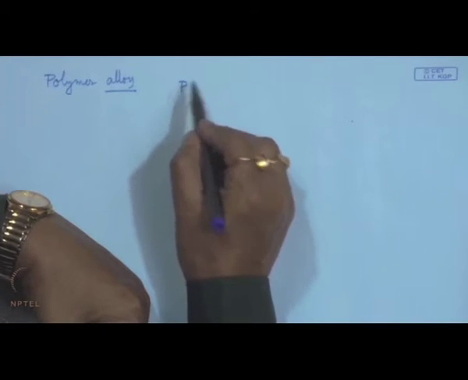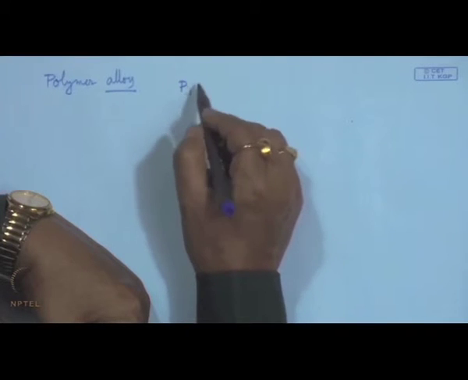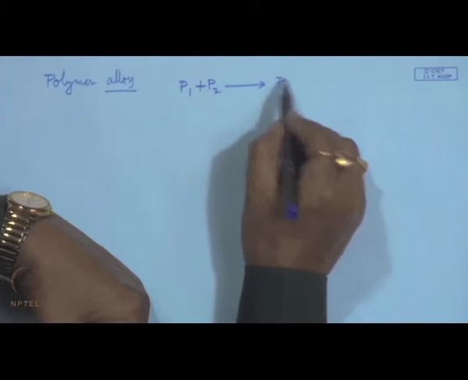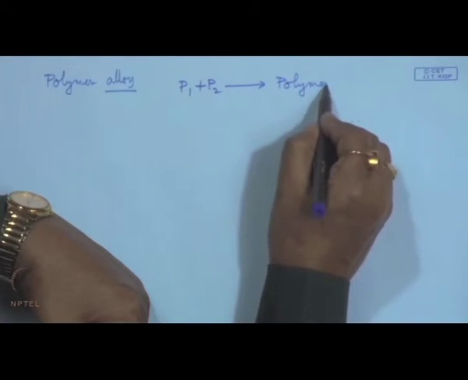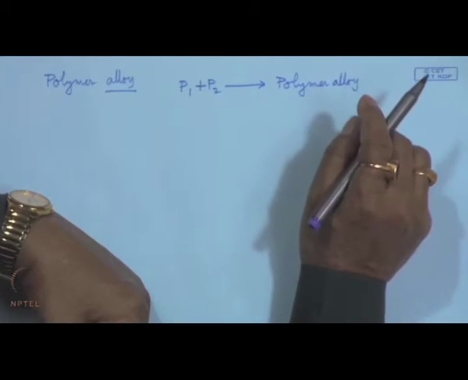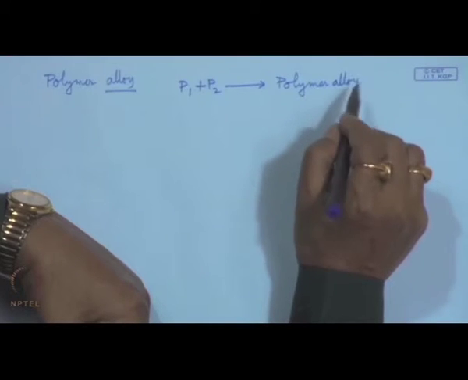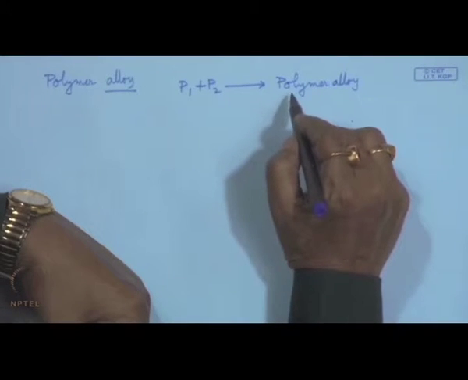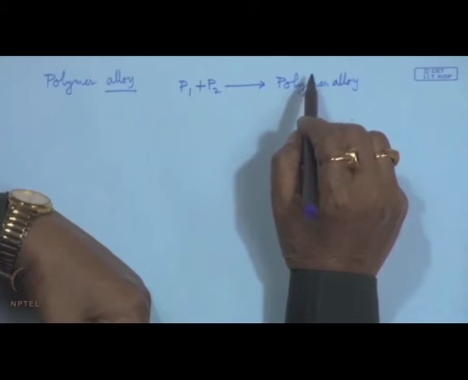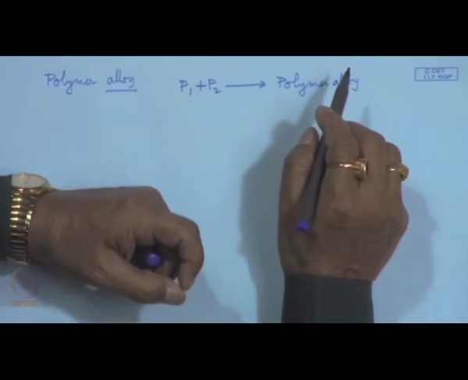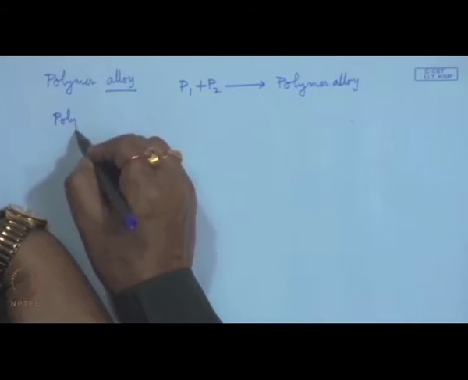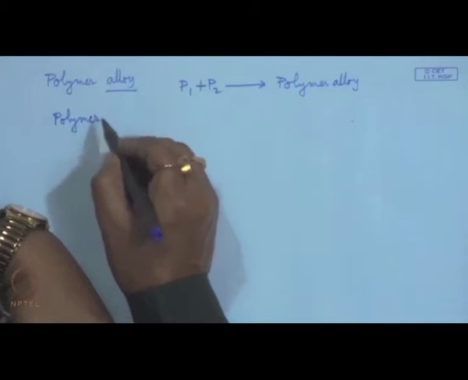Again, if we take this example of polymer P1 and polymer P2, this product will be a polymer alloy, provided they form a solid solution and there is molecular mixing and the chance of separation into phases does not occur at all. So, that is called polymer alloy. Then what is a polymer blend? Polymer alloy can also be called polymer blend.